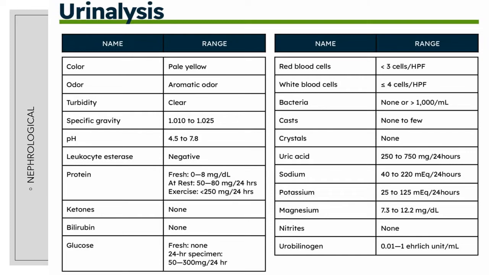So if there is any stone present, the diameter, how big the stone is, that is also very essential. And then you check the amount of electrolytes: sodium, potassium, magnesium, nitrates, and urobilinogen. Urobilinogen is not much used, but its level should be within 0.01 to 1 Ehrlich's unit per ml.